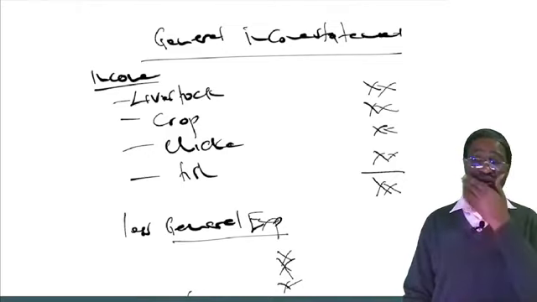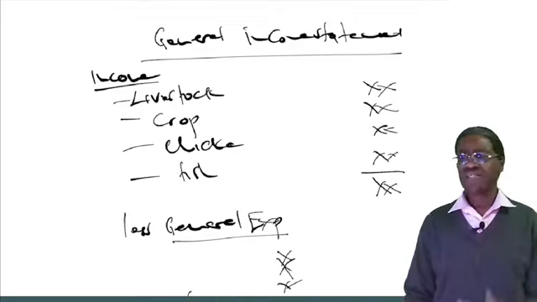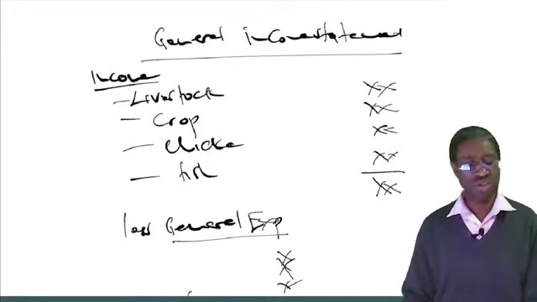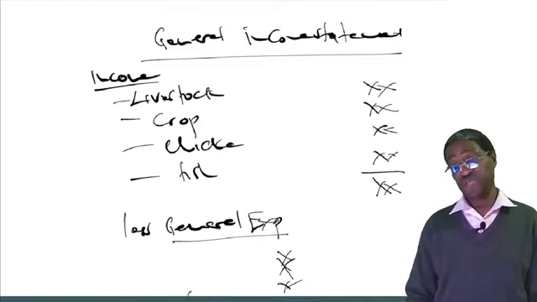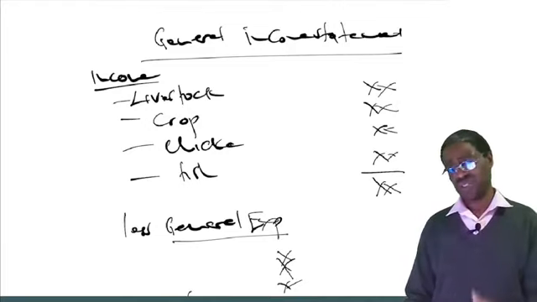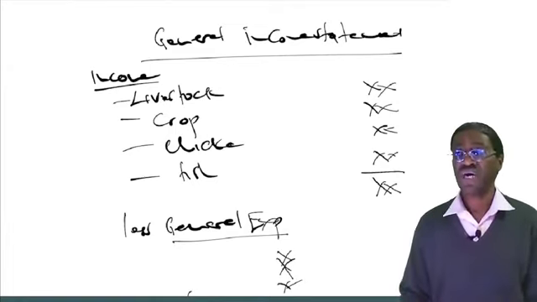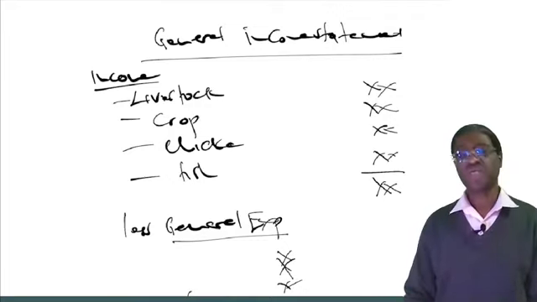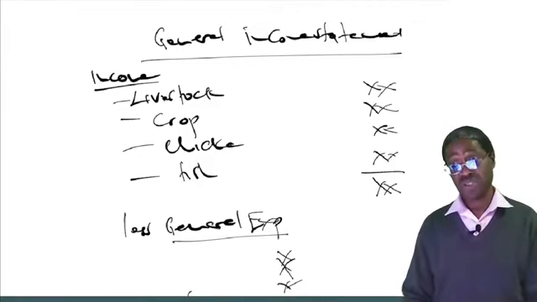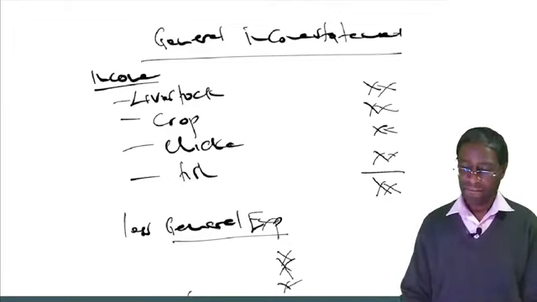Another paragraph. Another dash. A statement of financial position should be prepared for the entire business. A statement of financial position, that's normally the balance sheet. A statement of financial position should be prepared for the entire business. Good.